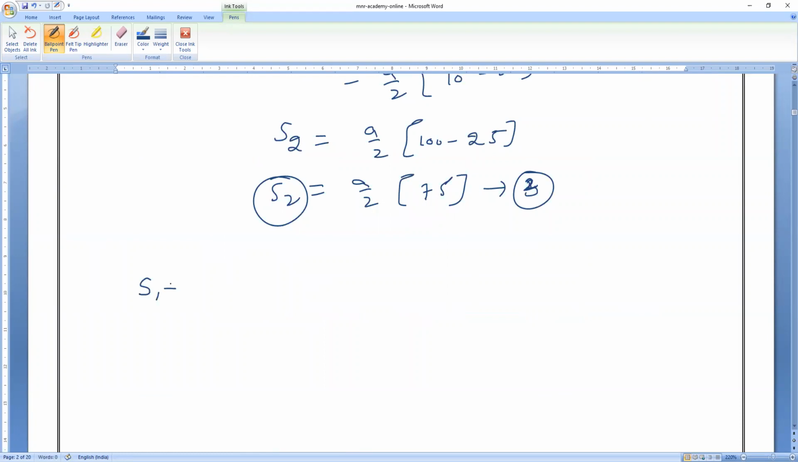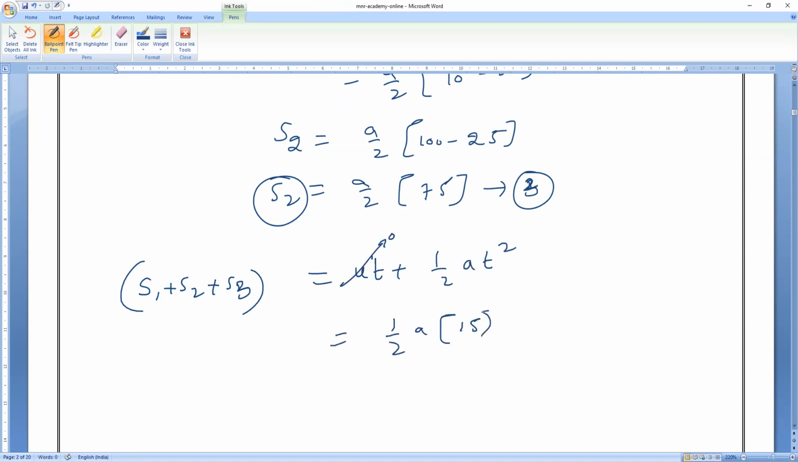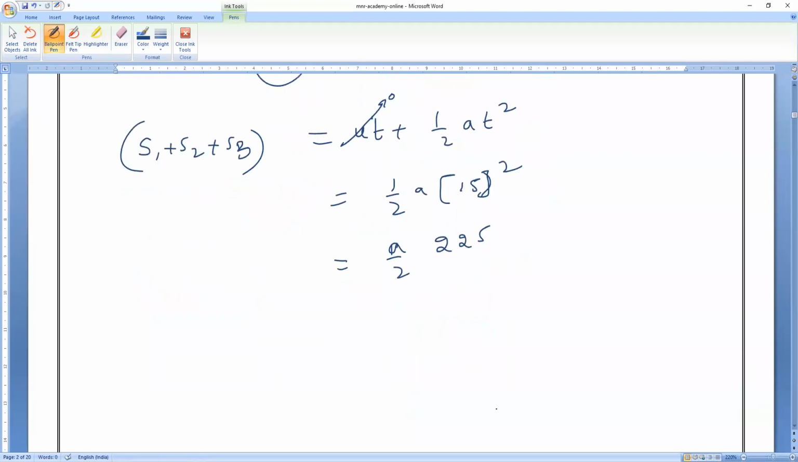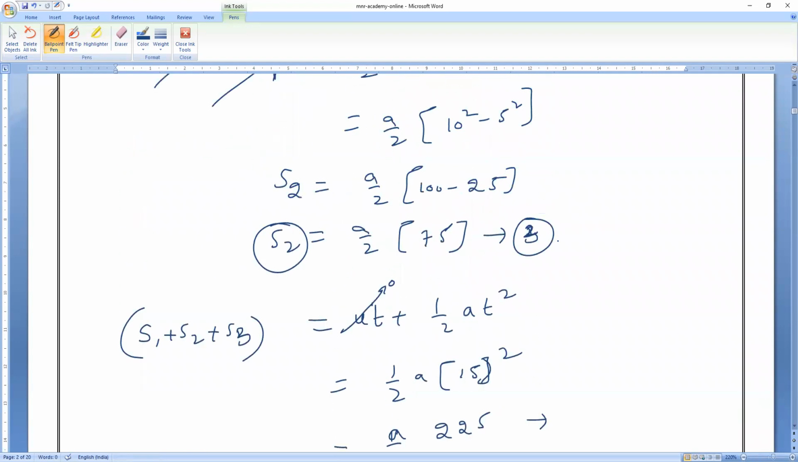So the total distance means the time taken is 15, which is S1 plus S2 plus S3. Again the initial velocity is 0, so it is ut plus half at square. Initial velocity is 0, so half into the total time 15 square, that is A by 2 into 15 square, which is A by 2 into 225. Let me take this as equation number 4.